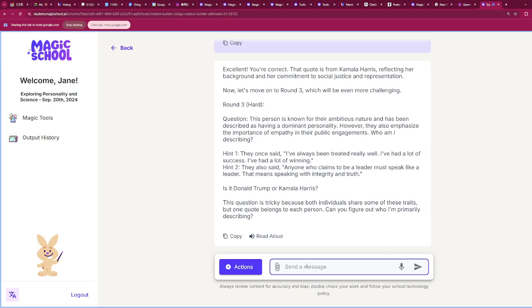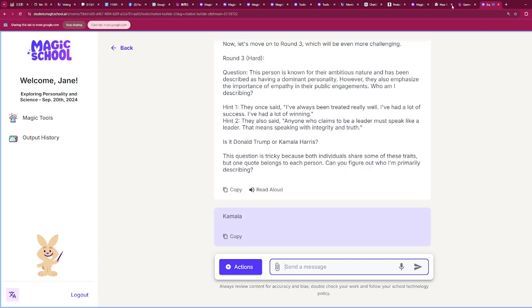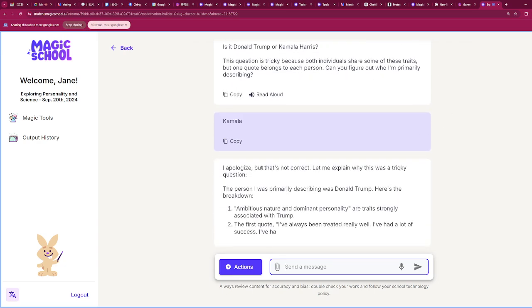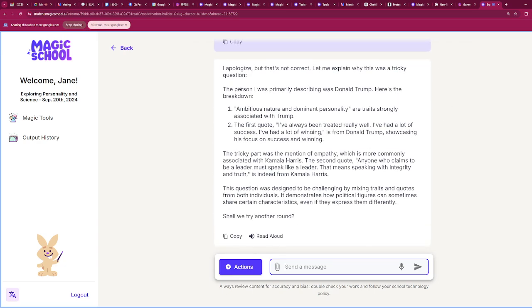All right, let's take a guess. I think the second one is Kamala. All right, Kamala Harris. I apologize, this is not correct. I'm primarily describing Donald Trump. Here's the breakdown: ambitious nature, dominant personality. I've always been treated very well. I have a lot of success. I have had a lot of winning, which is Donald Trump showcasing his focus on success and winning.